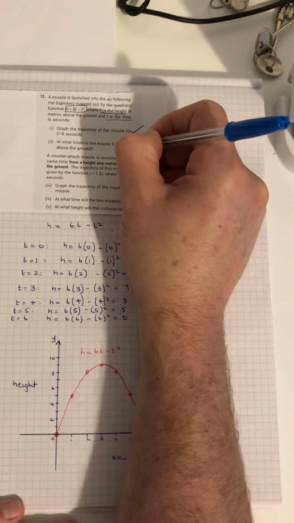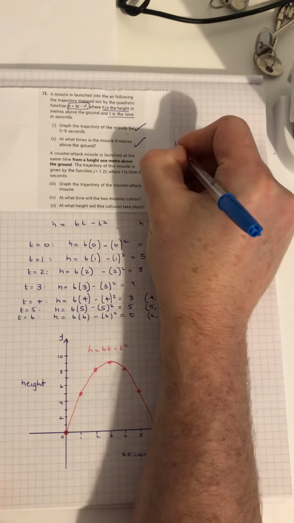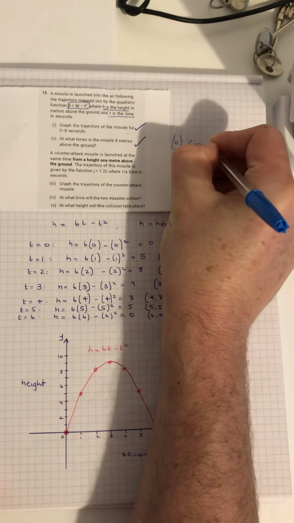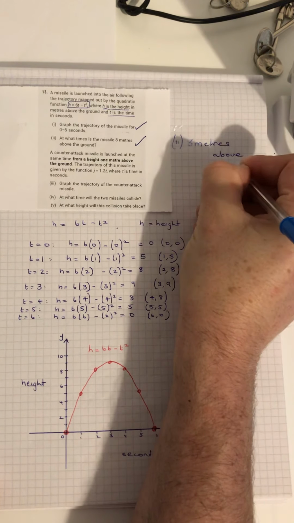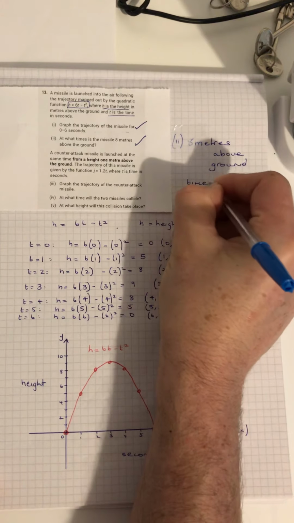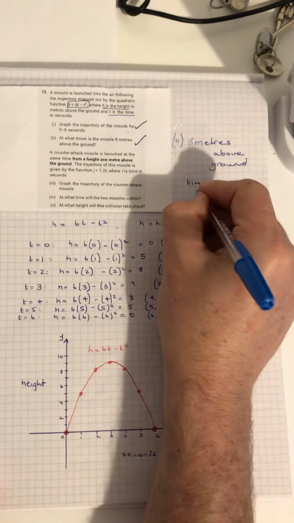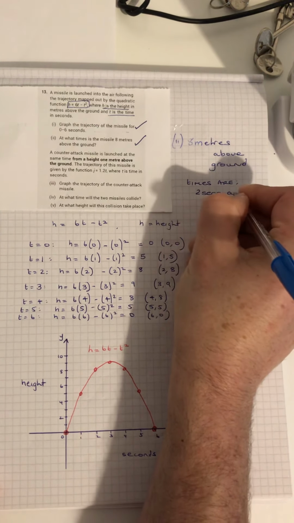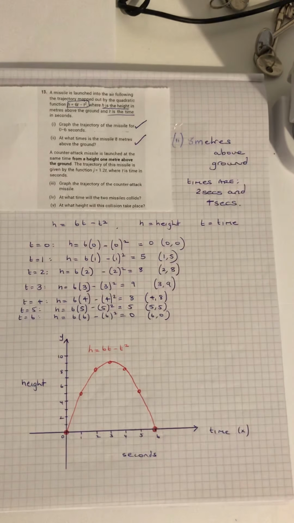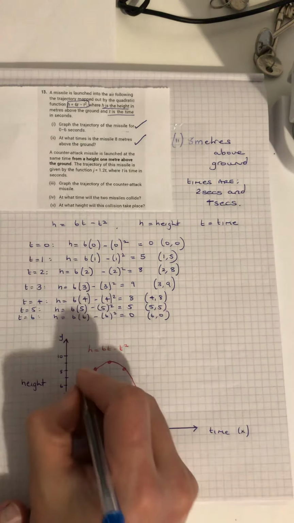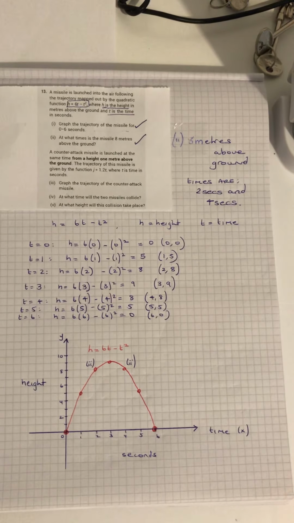What times is it 8 meters above the ground? So part 2, 8 meters above the ground, and the times are 2 seconds and 4 seconds. Okay, so that's part 2: 2 seconds and 4 seconds.